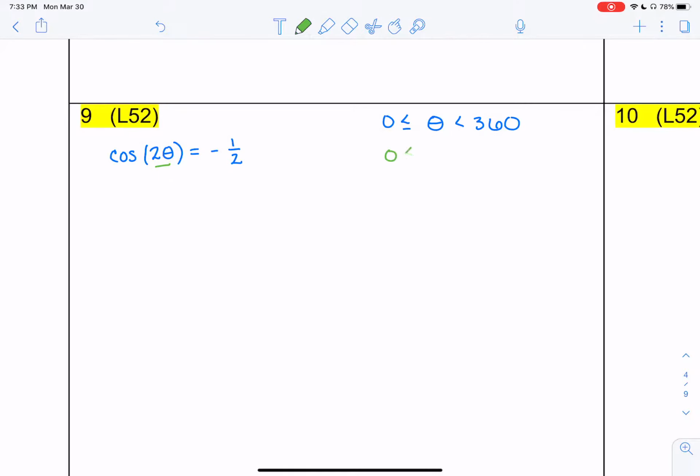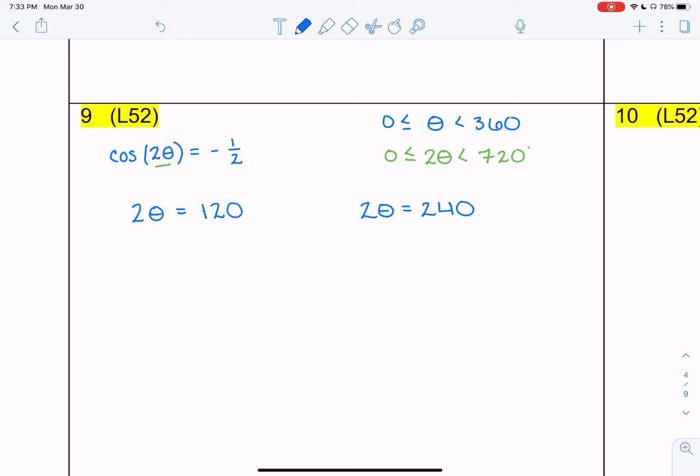So when I rewrite my domain, if I multiply it by 2, that means I multiply 360 by 2. So I'm going to have to take it up to 720 degrees when I find my solutions. All right. So I look on my trig circle and figure out when cosine is negative 1/2. And I see that it takes place at 120 degrees. So let's write down 2 theta equals 120. And I also see that it takes place at 240.